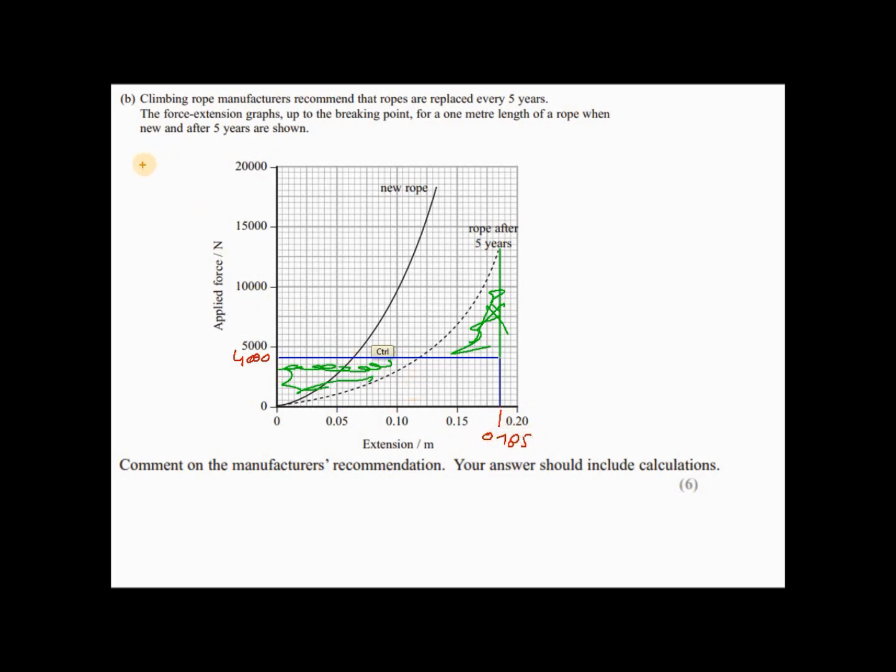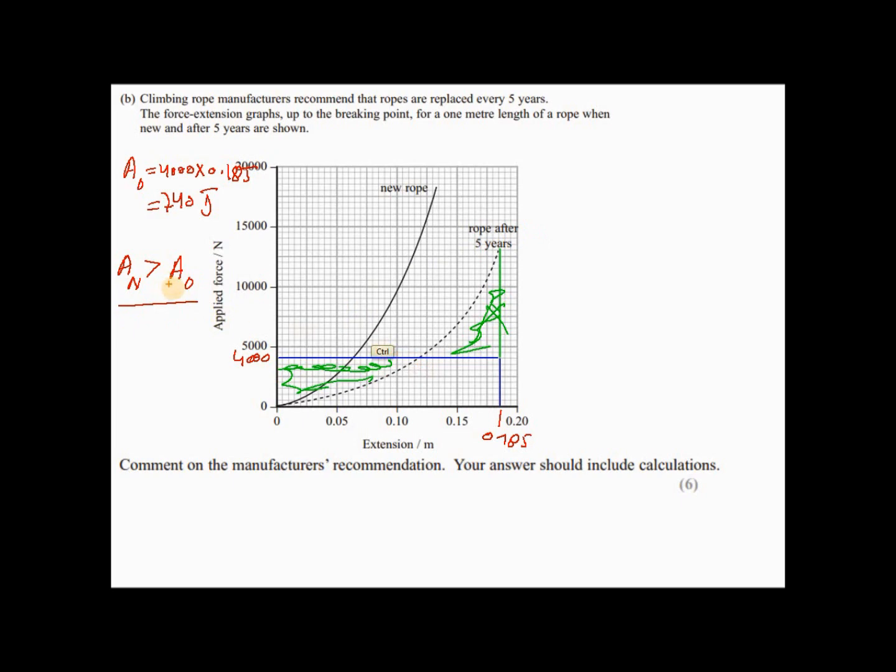So I can find the area under the old curve, which is AO. So 4,000 times 0.185, which is equal to 740 joule. Clearly, AN, which was 810, is greater than AO. So the old rope is going to absorb less amount of energy. That's why it is good to replace the rope after 5 years.